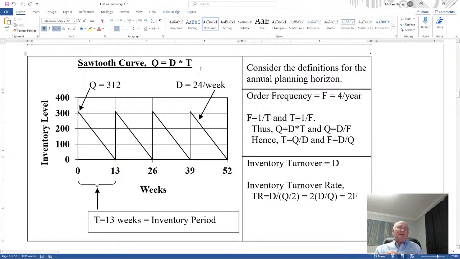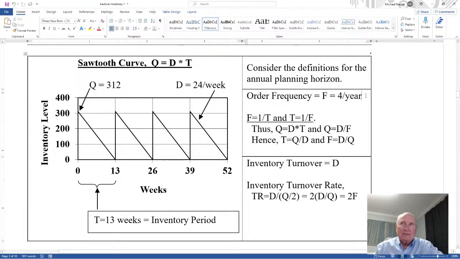So at this point, a lot of times it's really easy to say, oh, it's 4. No, it's not 4. It's 1/4 of a year. Because 1 quarter is only 1/4 of a year. There's 4 quarters in a year, but one of those quarters is only 1/4 of a year. So you've got to be really careful with the conversions. Okay, so if my order frequency is 4 per year, then my inventory period is 1/4 of a year.